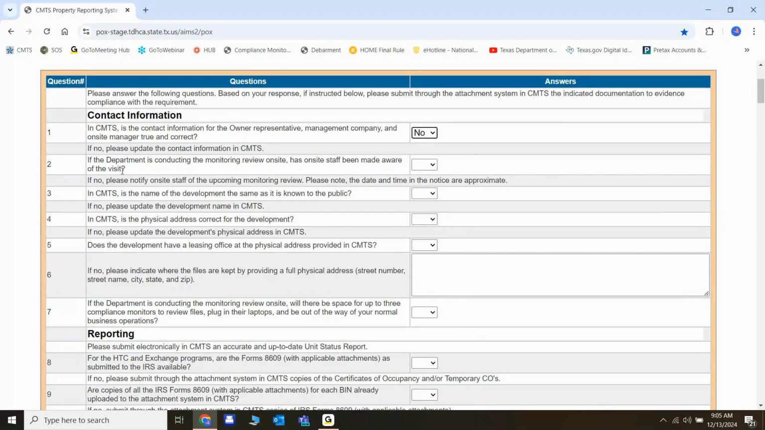Then it says, if the department is conducting this review on site, has your on-site staff been made aware of the visit? And I know this sounds like a funny question, but there are several times we appear on site and the staff has no idea that we were even going to be there. So this is a yes or no. Hopefully it is yes, but if no, please notify your on-site staff of the upcoming review. Please also note that the date and time that we are going to arrive there are approximate. You guys know this. We tell you this all the time in almost every training that we talk about those on-site reviews. We are on taxpayer time, so sometimes we're running ahead of schedule and we're going to bump you up.